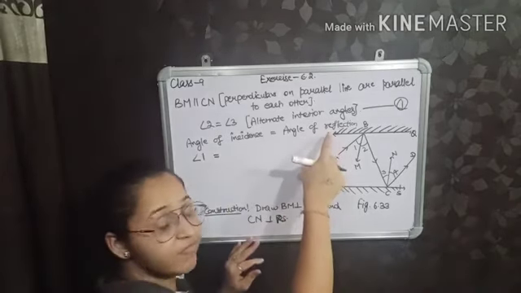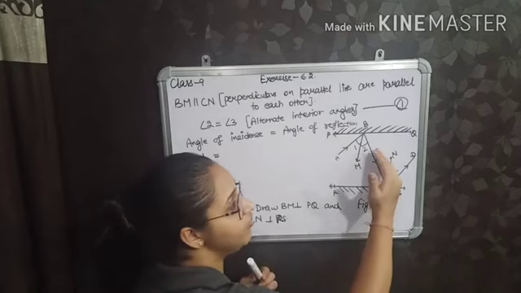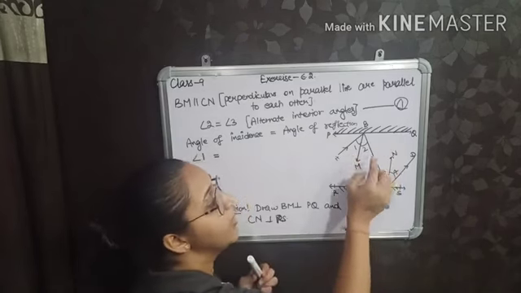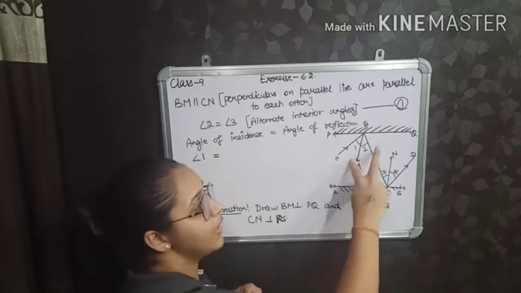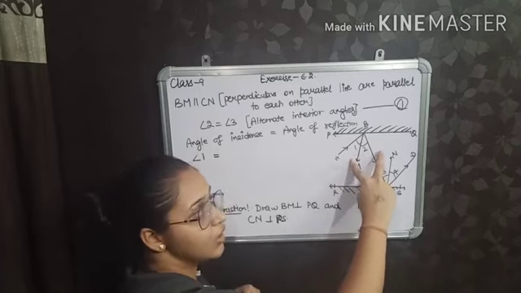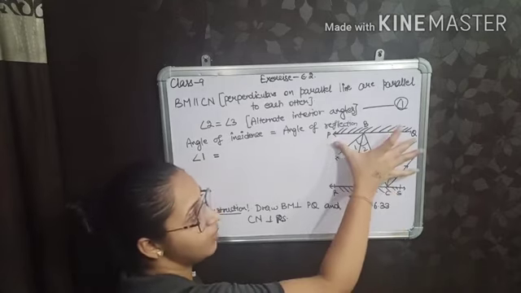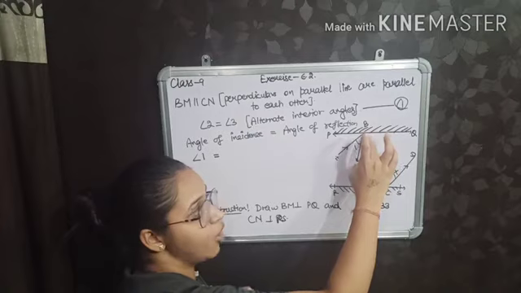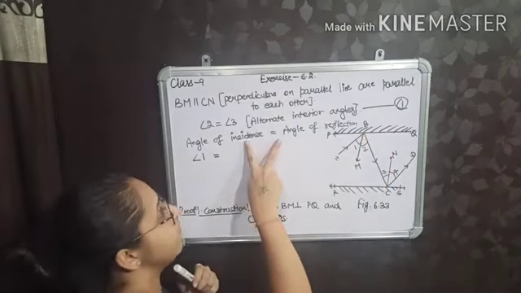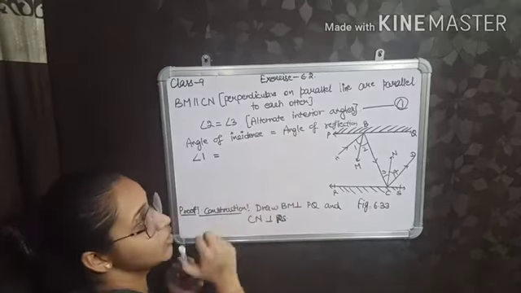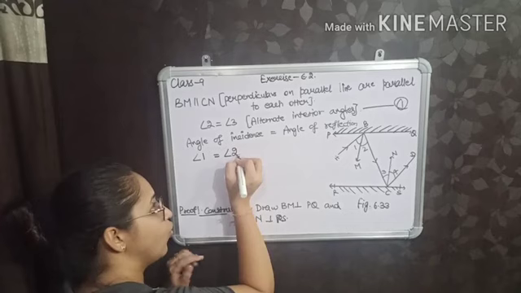Now what is angle of reflection? Angle of reflection is made with the help of reflected ray and normal. It is made up between the normal line and the line of reflection. So the line of reflection is BC for mirror PQ and BM is normal. So angle 2 is the angle of reflection, and according to the law of reflection, angle of incidence is equal to angle of reflection. So I can write angle 1 is equal to angle 2.